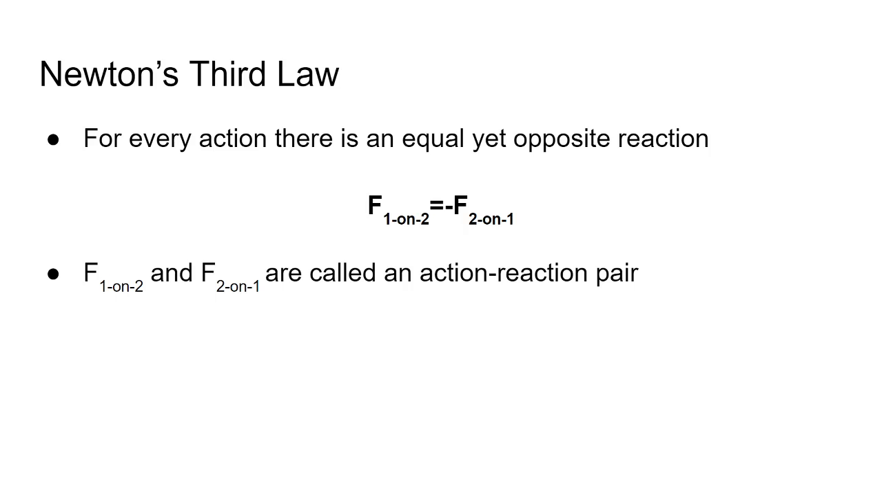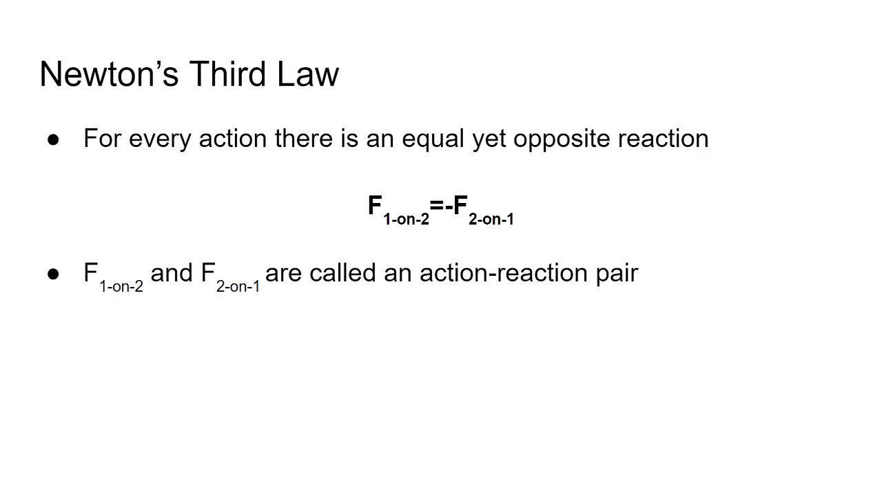Alright, and now we are going to be going on to Newton's third law of motion. This states that for every action there is an equal yet opposite reaction. So you have the force of object 1 on object 2 is equal but opposite to the force of object 2 on object 1. This here is just showing that those forces are going to have an equal magnitude, but they are going to be going in the opposite direction.